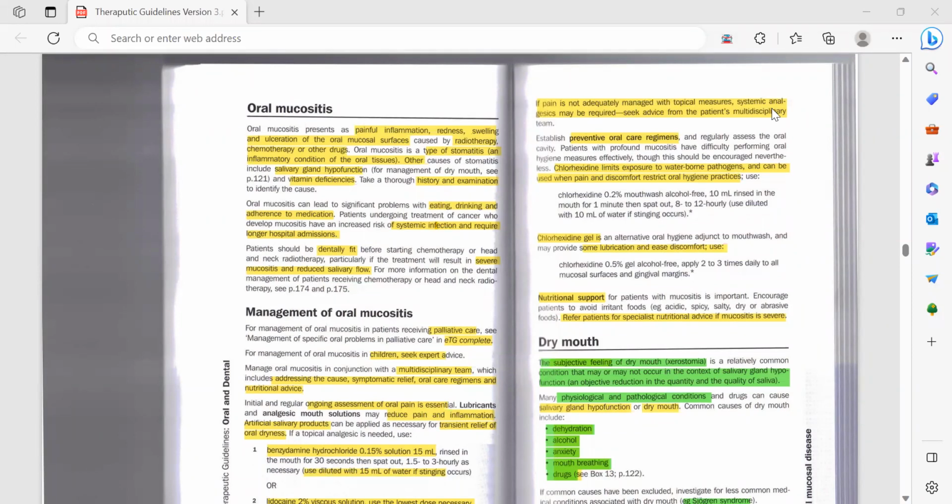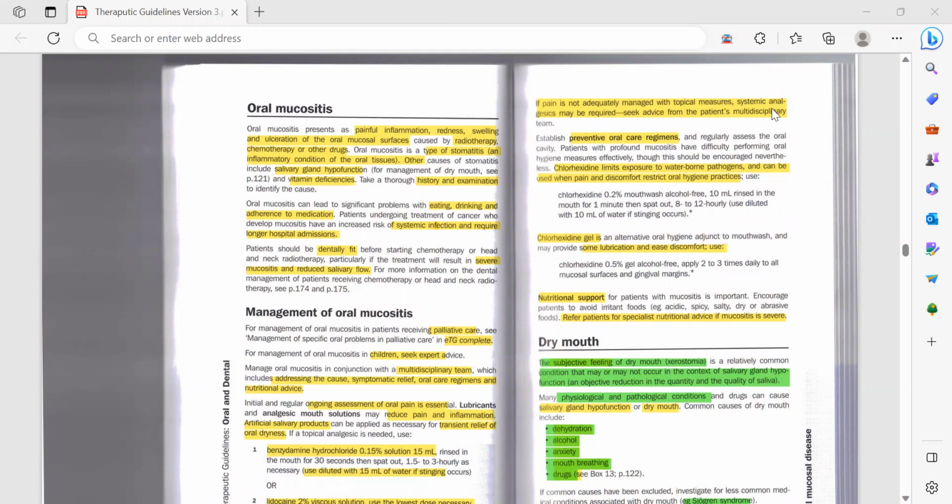All right, so we will start with this topic today, which is oral mucositis, and hopefully we will cover this important topic today. If you have any doubt with any topic, or if you have any question, you can always ask me.